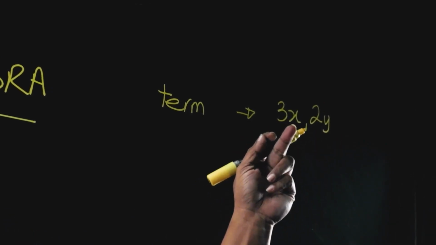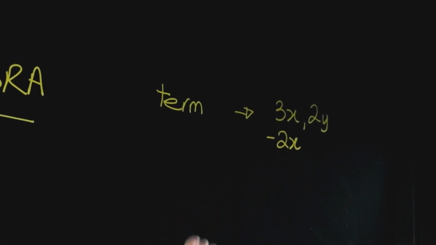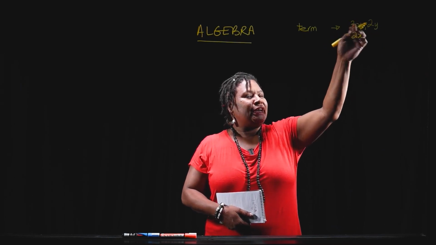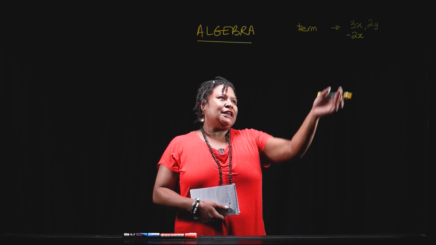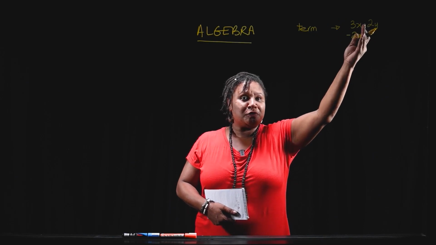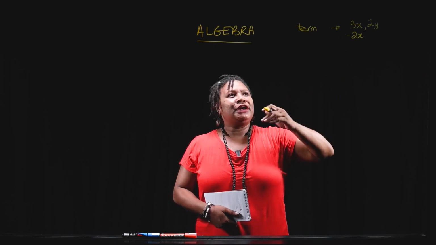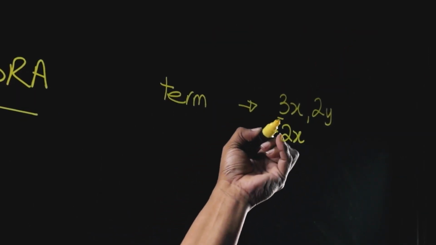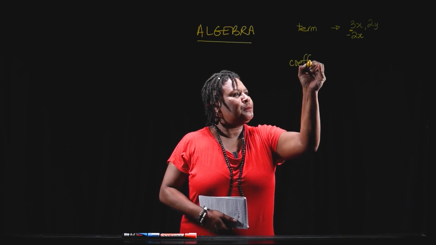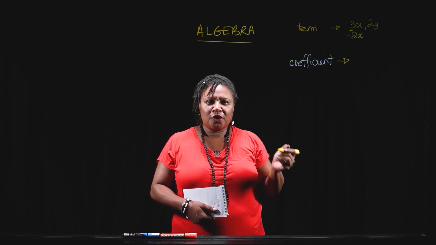Now, this number in front here can also be negative. So let's write that down. All right, so a term is a number and a letter. It is a product of 3 and x, so we say 3x, or a product of 2 and y, we say 2y. So this is a term. Now, the number in front of the pronumeral is referred to as the coefficient.